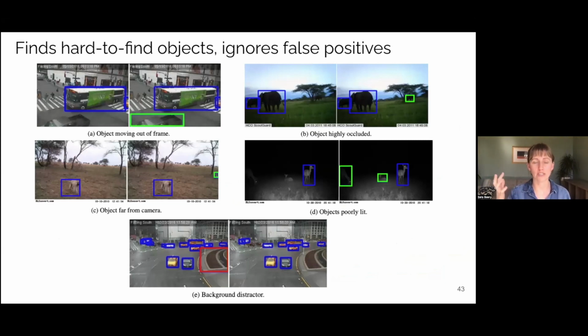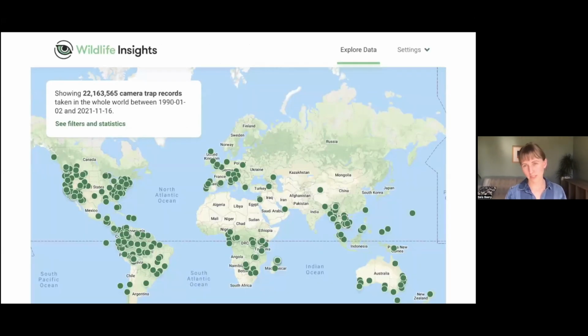It's helping with objects that are moving out of frame, that are highly occluded, that are far from the camera, poorly lit, and it also helps reduce the impact of background distractors, things in these test-only cameras that can potentially cause repeated false positives if they're just similar enough to an object of interest in different lighting conditions. We're currently incorporating this model within Wildlife Insights and seeing some reasonably promising results, even when expanding the number of classes we're considering from something like 40 to 1,000.